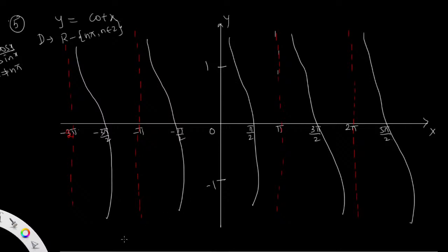So the values show it is nothing but a decreasing function. The domain is R minus n pi, and the range is all values it can take, that is, all real values. Then it is said to be a decreasing graph. Cot x is a decreasing graph.